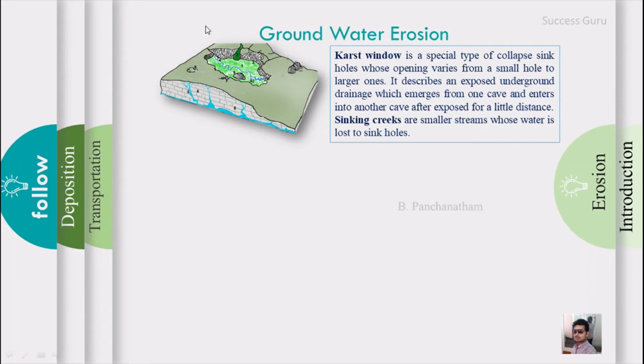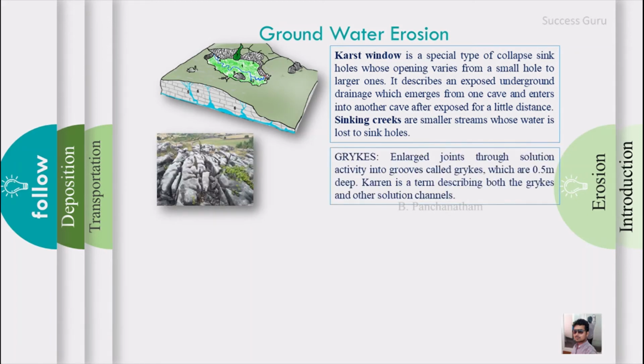So you can see here this is a karst window, and this is a cave from which groundwater, actually running water, enters, and here is a channel or a cave through which the groundwater or running water exits. So this window shows the underground movement of the water, and that is called the karst window. The sinking creek is a smaller stream whose water is lost in the sinkhole.